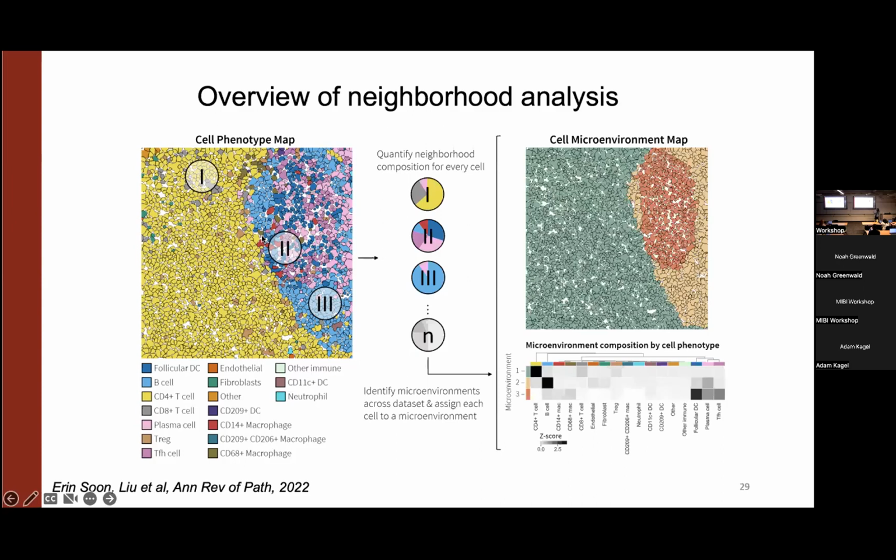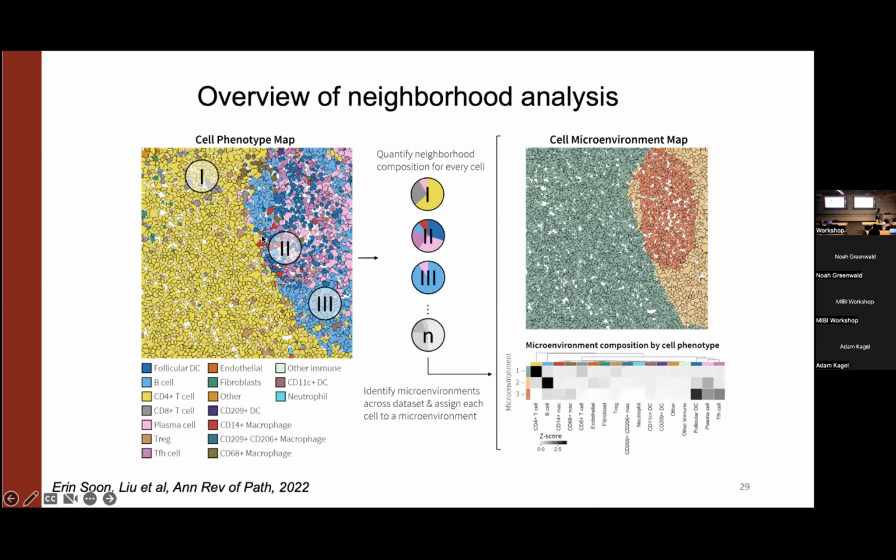And then we identify microenvironments by using those neighborhoods as the feature vector and assigning each cell to a microenvironment. So now in this map, instead of each color corresponding to a cell phenotype, the colors correspond to the microenvironment or neighborhood that it was assigned to. For example, here, this green microenvironment, hopefully this is the same lymph node image we've been looking at this whole time.